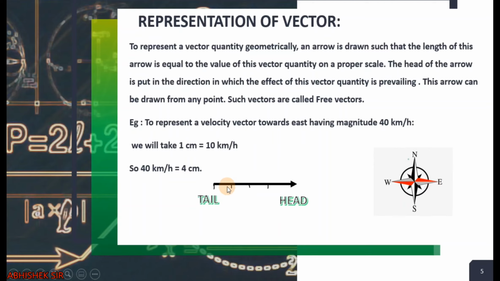So this vector is representing a velocity vector whose value is 40 km per hour. So this is how we will represent the vector geometrically, always taking care of the direction as well as the magnitude, but magnitude will be according to the scale. For example, if I say that a car is moving at a speed of 400 km per hour, in that case from this scale we need 40 centimeters. So what we will do, we will choose another proper scale.